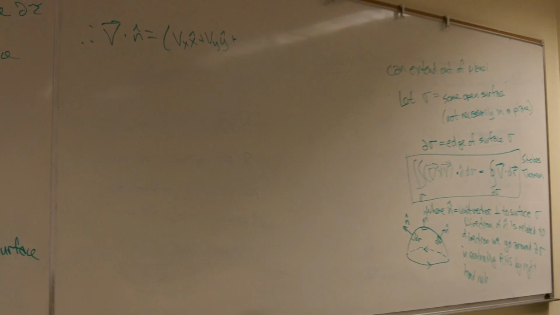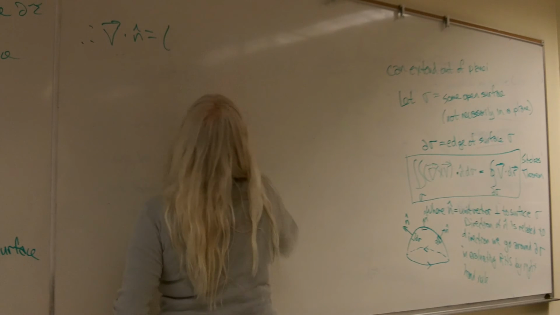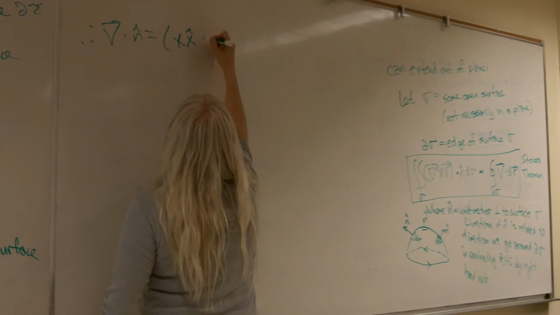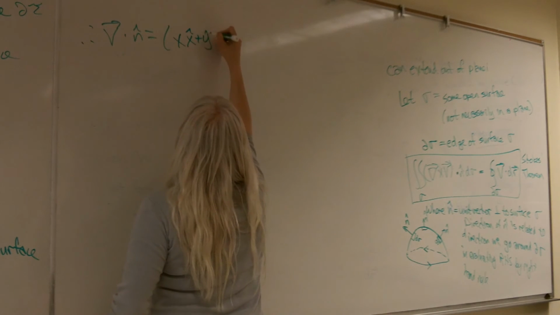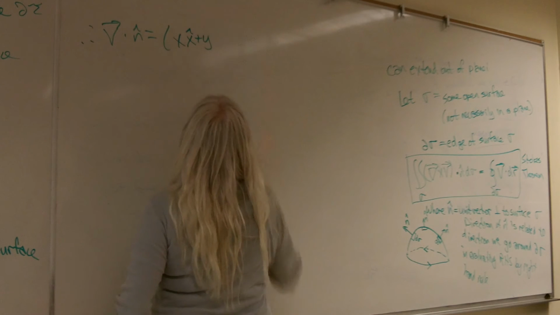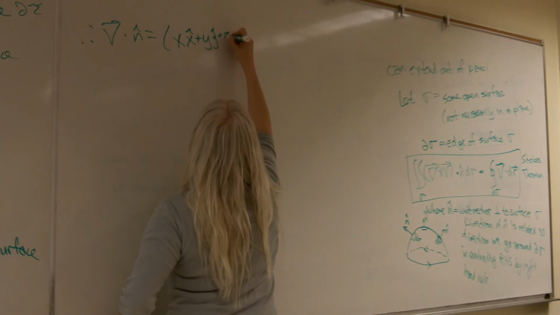So v was defined as x hat plus y hat plus z hat to begin with. So in other words, v sub x was equal to x, and v sub y was equal to y, and v sub z was equal to z. So v is really x times x hat plus y times y hat plus z times z hat.